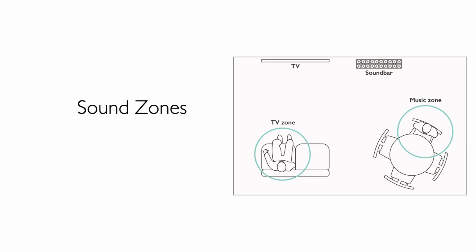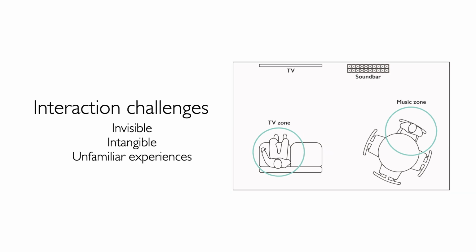In a living room scenario, one person might be sitting in a couch watching television, another person might be sitting at the dining room table listening to music. Now this can all happen without interfering with each other, while still allowing for social interaction both within and between zones.